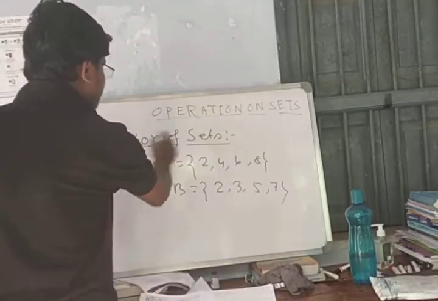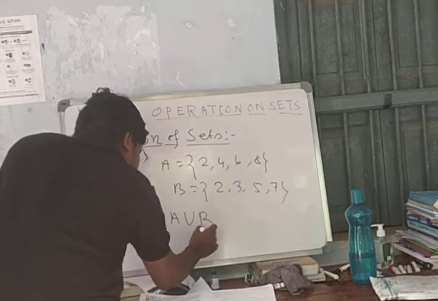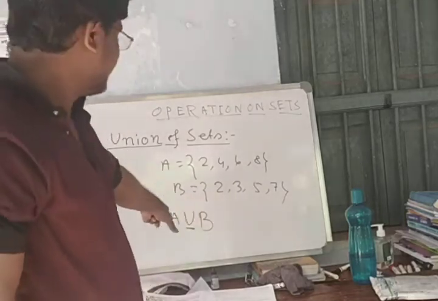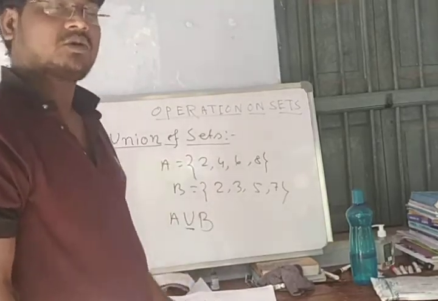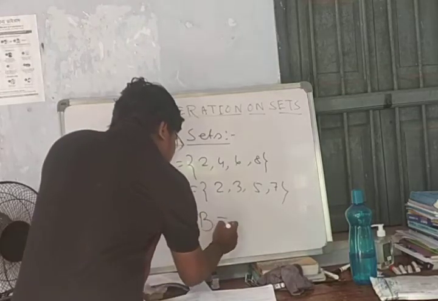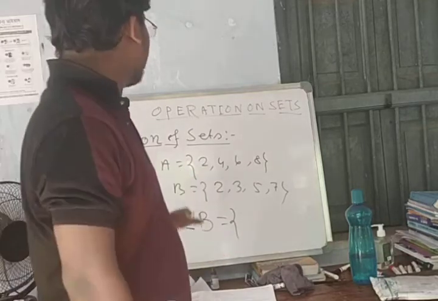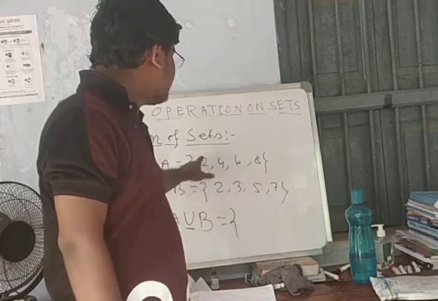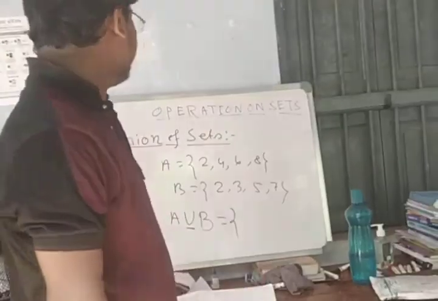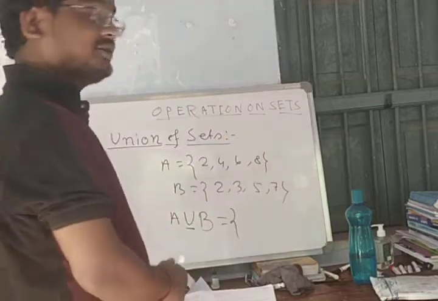Now the union of these two sets can be written like this. A union B. This is called union, like U. A union B equals, it will be a set. And what will be its elements? All the elements between the sets A and B. But if there is any common element, you have to write it only once.